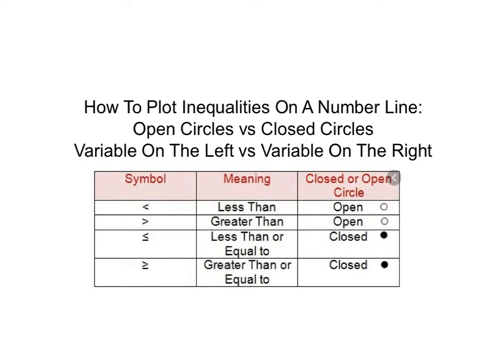So a less than and a greater than follow the following symbols, and they would require an open circle, whereas a less than or equal to and a greater than or equal to will need a closed circle, because this means it's actually including the number it's equal to.